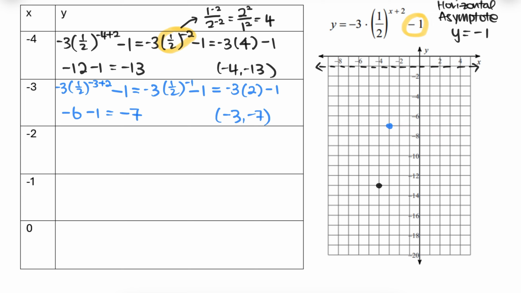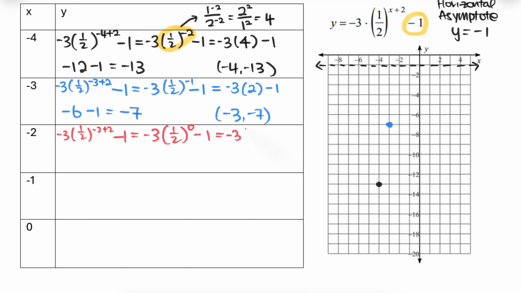Okay, the next one, I have -3 times 1/2 to the -2 plus 2, minus 1. That is -3 times 1/2 to the 0 power minus 1. Anything to the 0 power gives you 1. So that'll look like -3 times 1 minus 1. So that gives me -3 minus 1. That's going to be -4, and that gives me (-2, -4) for the ordered pair. We have (-2, -4) right here.